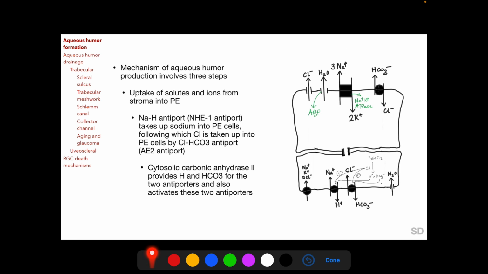In the first step, the pigment epithelial cell takes up sodium and chloride ions from the ciliary stroma via sodium-hydrogen and chloride-bicarbonate antiporters. Carbonic anhydrase 2 is present in the cytosol of the pigment epithelial cell, which provides hydrogen and bicarbonate ions required by these antiporters. Carbonic anhydrase enzyme also activates these two antiporters.